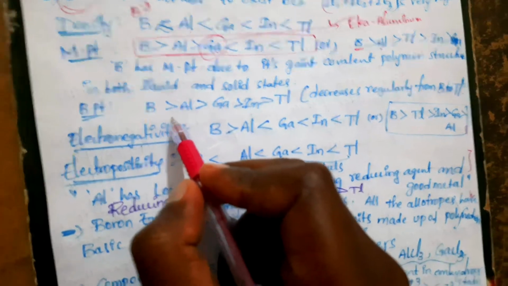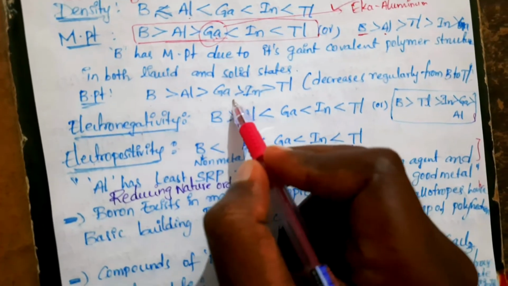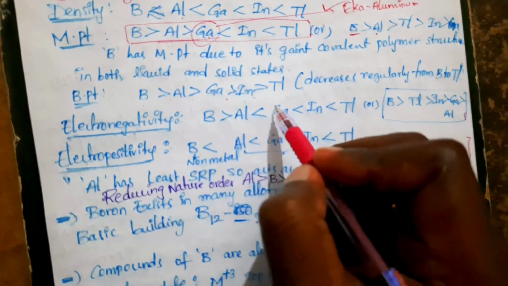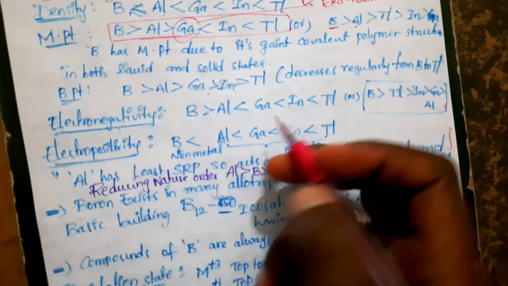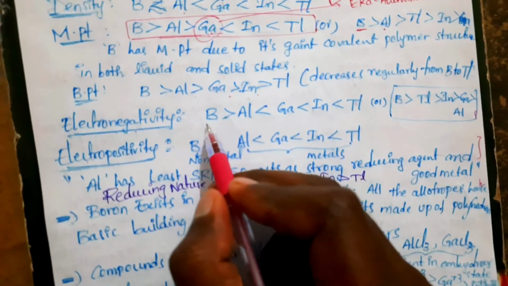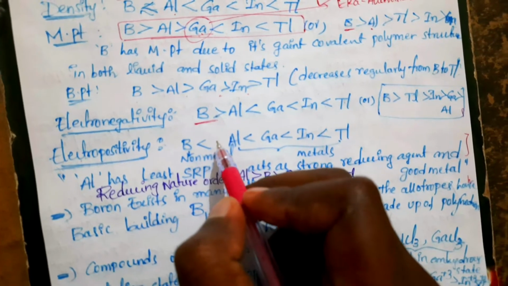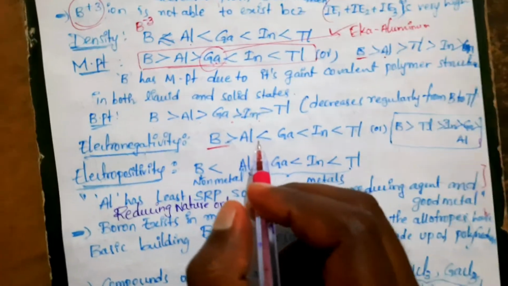Boiling point is the same thing: from boron, aluminium, gallium, indium, thallium, from top to bottom it decreases regularly. Now electronegativity. Boron is the most electronegative element, and from boron to aluminium it decreases.